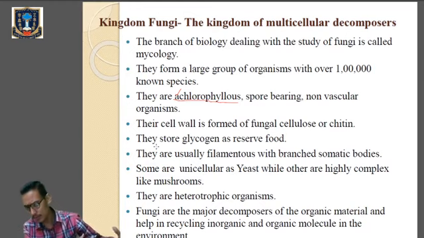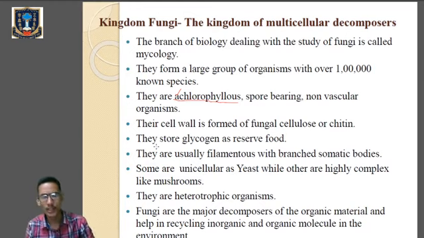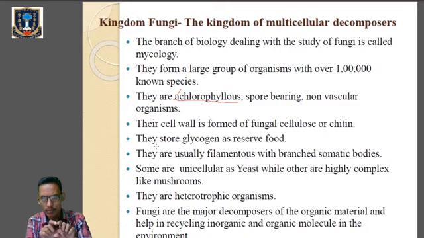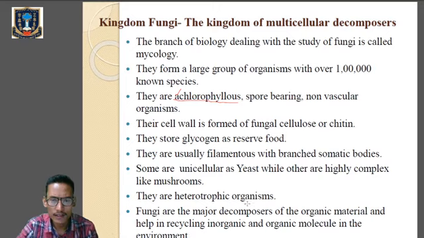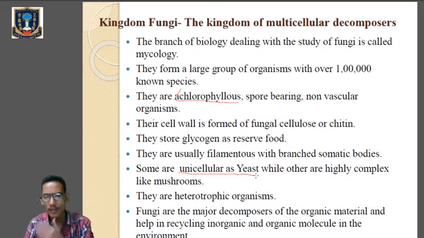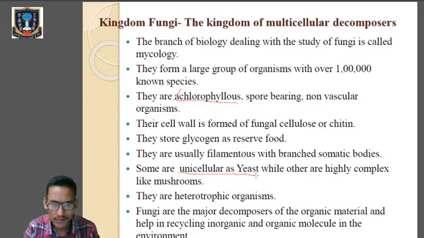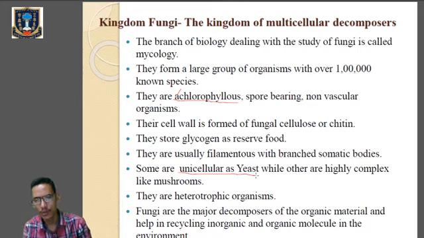Mainly in case of plants it will be glucose, right? But in case of fungi, the reserve food material will be in the form of glycogen. They are filamentous. Their body is composed of filaments, which may be branched or unbranched. Most of the fungi are multicellular, but with an exception, we have one unicellular fungus, and that is yeast. Remember, fungi are multicellular and highly complex, but one fungus is unicellular, that is yeast. This is the exception of unicellular fungi.